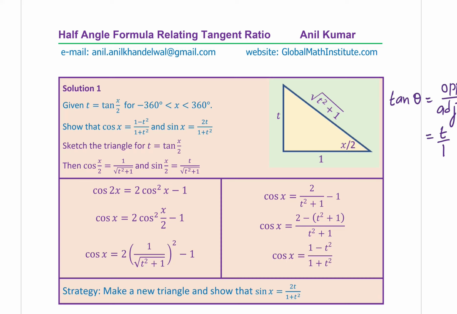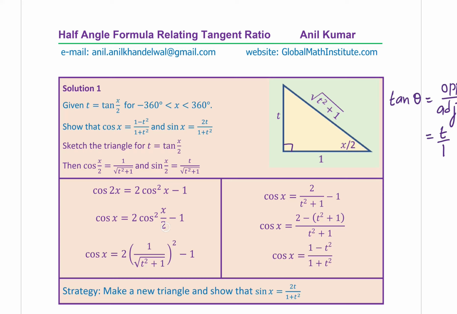Once you know these two sides of a right triangle, the hypotenuse is the square root of the sum of squares. So we get the square root of t square plus 1 as the hypotenuse. Correct. Now, let's look into the double angle formula. Cos 2x is 2 cos square x minus 1, and so you can replace 2x with half of it. So you get cos x as 2 cos square x by 2 minus 1. So you normally get half angle formulas from these double angle formulas, right?